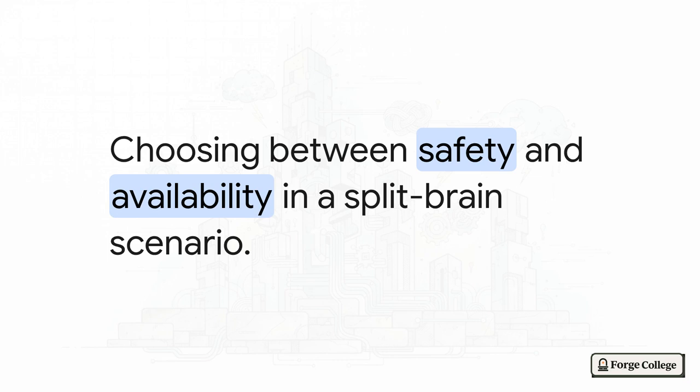Do A and B refuse to process any more transactions so they don't accidentally diverge from C and D? That ensures consistency, sure, but it halts the entire system. Or do they keep accepting writes independently to stay highly available, knowing full well they will have to reconcile those conflicting, diverging states whenever the network is finally fixed? Every single distributed system out there has to make this hard choice.